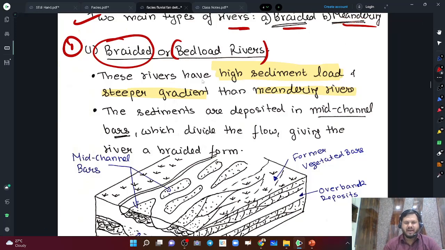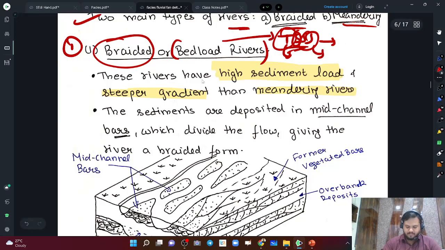So why do we call them bed load? Because we have read about the mechanism of transportation, right? TSSS. One is by traction and saltation, another one is by suspension, right? So if a river has relatively low energy, it will carry sediment in what form? Whether in bed load form or suspension form? Which form will it carry?